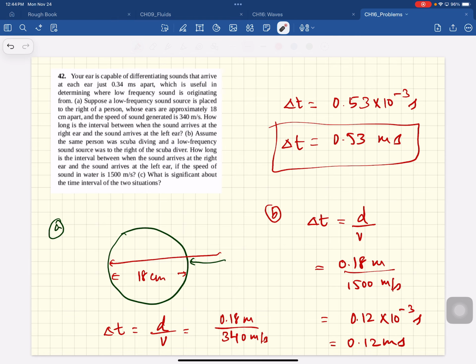So that's the significance underwater. You can't tell what direction the source is coming from.